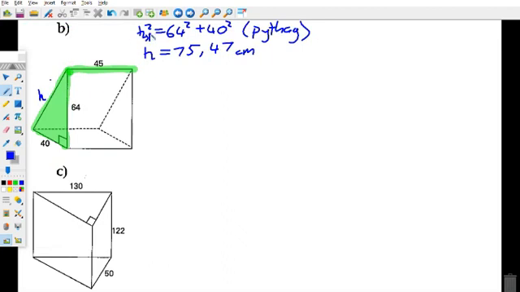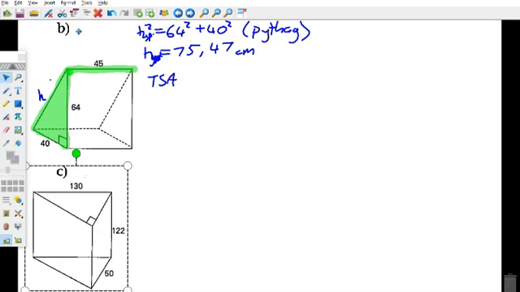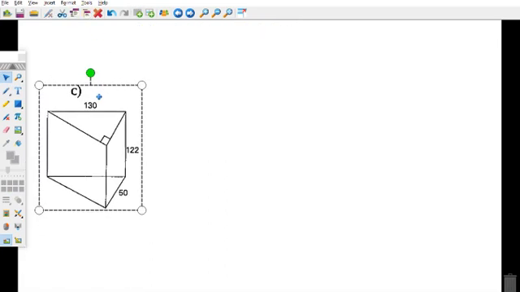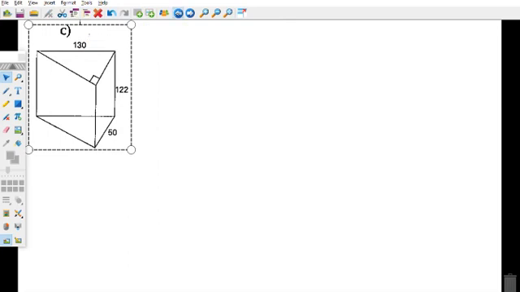It's my hypotenuse. We need this to find the perimeter, yes. So we're going to find the TSA, the total surface area. Let me just take this here. I'm going to copy that over. There we go. So we have a little bit more space.